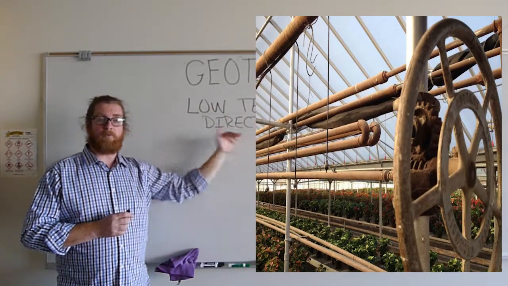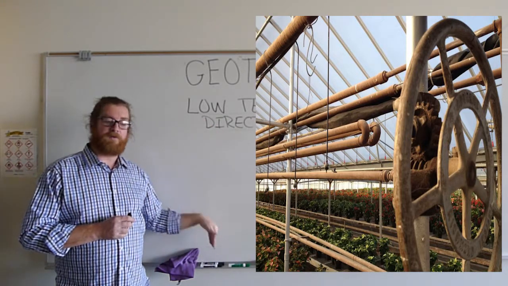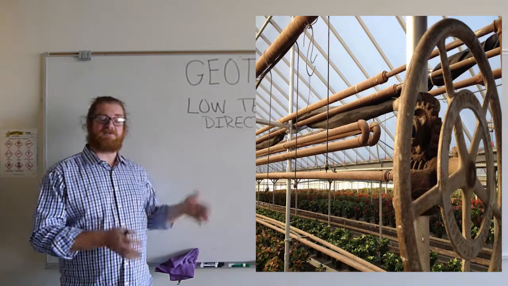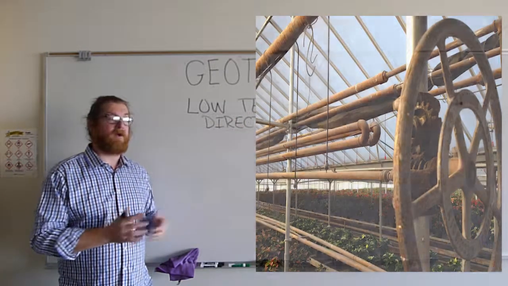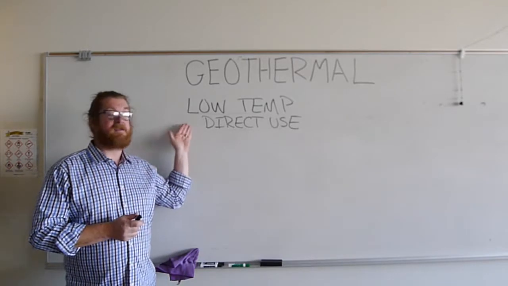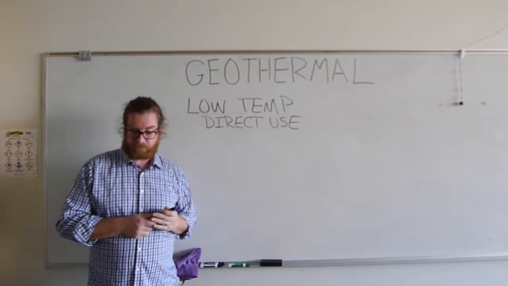pipes, these old metal pipes. And those are tied to a geothermal well. And so they're pulling hot water out of the ground and running it through like a radiator and just using that to heat the air rather than to create electricity. That's the key of low temp or direct use. You're using it like a radiator.